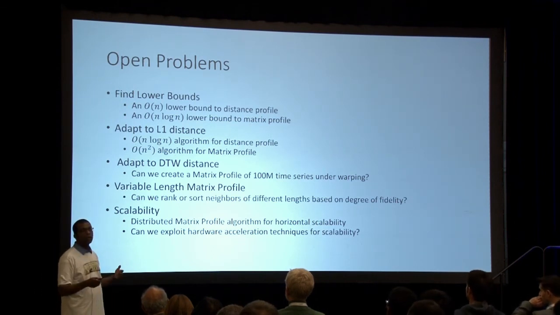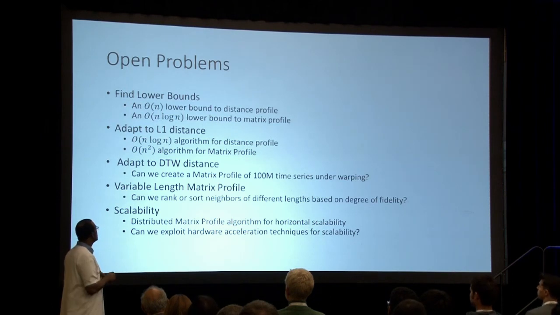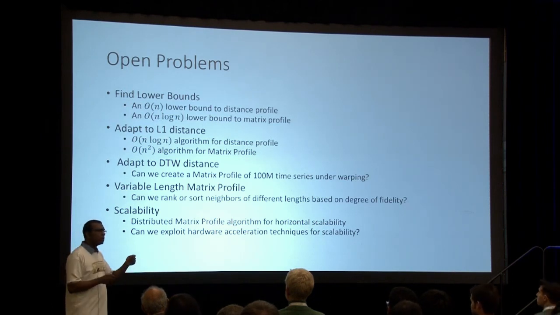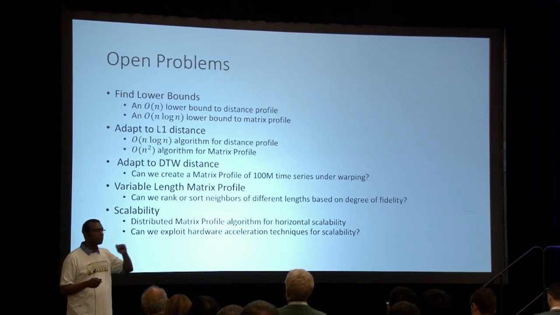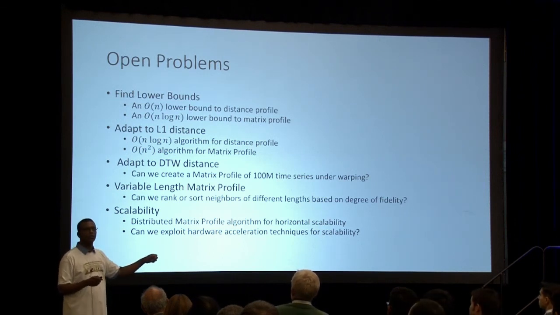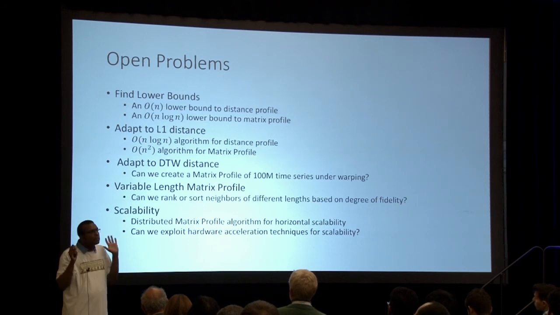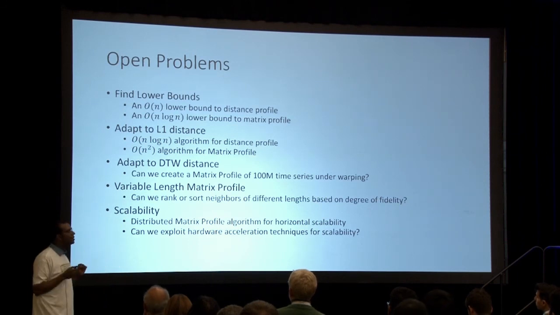Then how do you calculate, with some degree of fidelity, the goodness of them? Should I take the neighbor of a 5-second-long window, or the neighbor of a 2-second-long window? Which one should I keep in the matrix profile? I don't know. That's something we should explore.